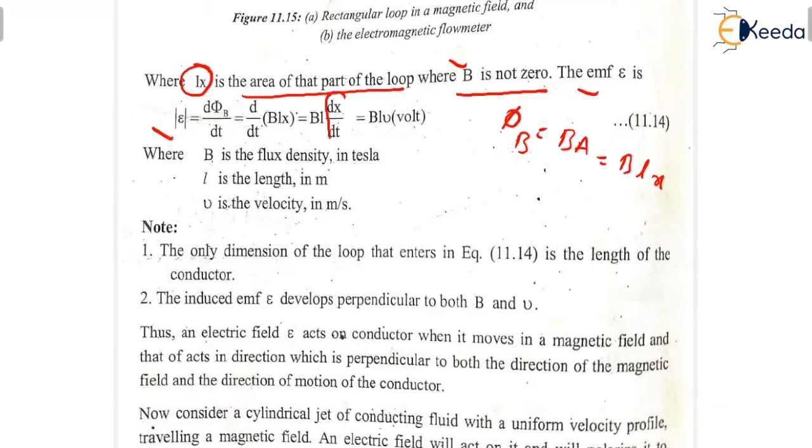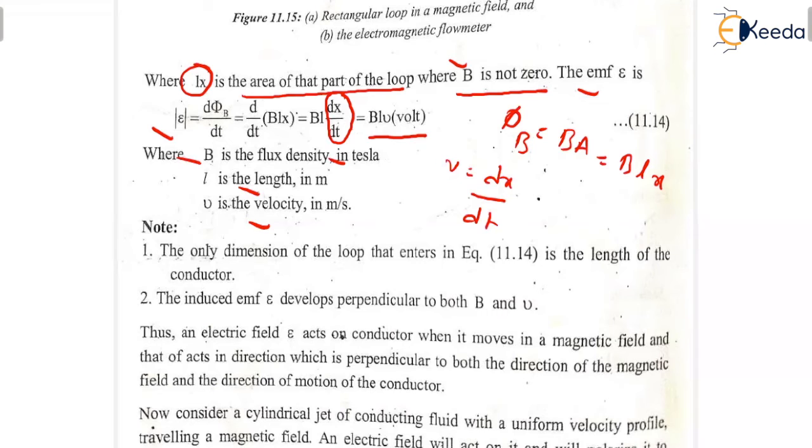What is dx by dt? dx by dt is the velocity v, so E equals B into l into v. What is that v? v is the rate, the change in distance over the change in time. Then you are getting B L v volts, my dear students. The units of induced EMF are volts, where B is the flux density in Tesla, L is the length in meters, and v is the velocity in meters per second. The formula is B into L into V, and the units are volts.